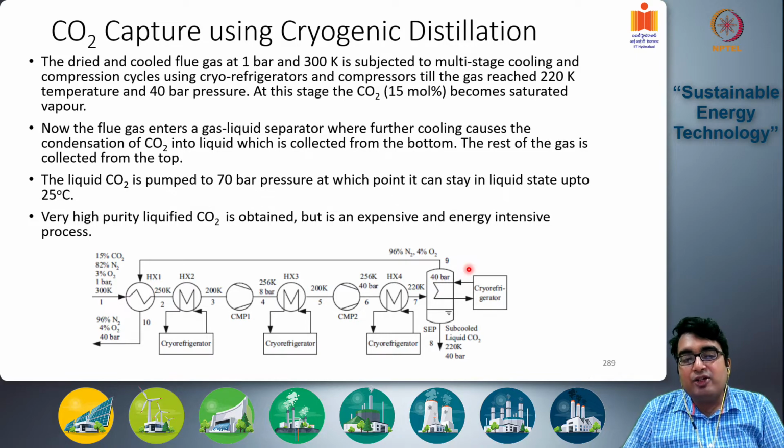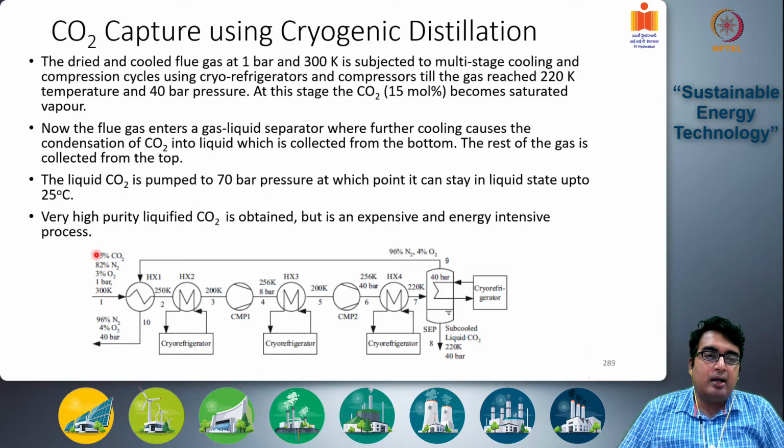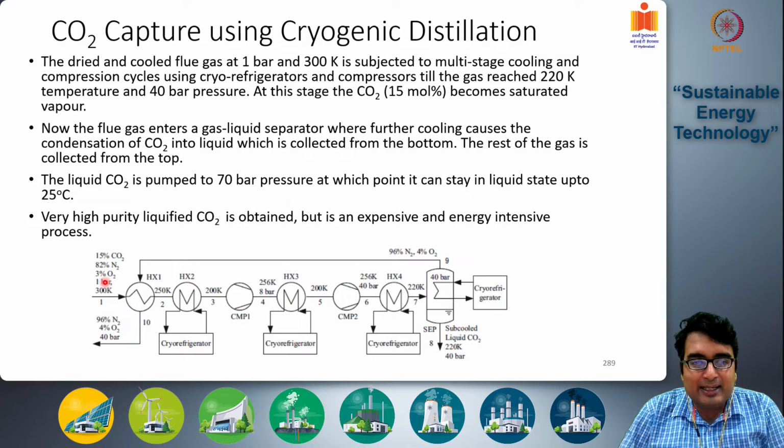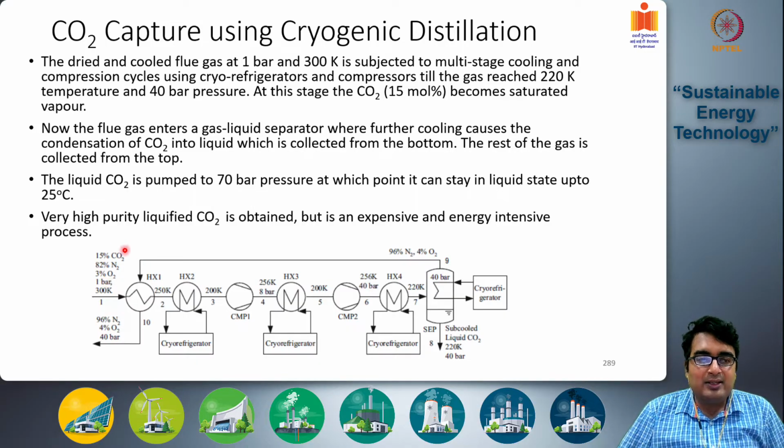So here we initially dry the flue gas, so remove all the steam, and we have a flue gas which contains 15% CO2, say 82% nitrogen, 3% oxygen. There may be some other pollutants like SOx, NOx, etc. that are already removed through certain pollution removal processes. And we get a stream at 1 bar, 300 Kelvin of dried and cooled flue gas containing 15% CO2, 82% nitrogen and the rest oxygen. This dried and cooled flue gas is subjected to multi-stage cooling and compression cycles.